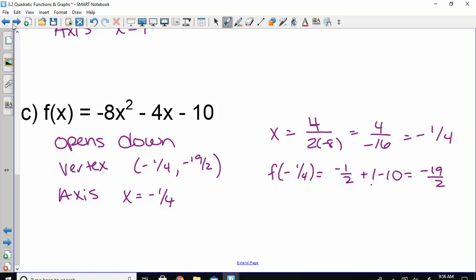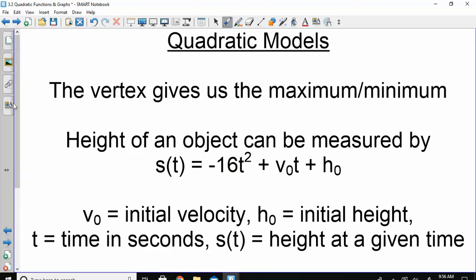So the last thing I want to talk about, really the only new thing, is a quadratic model. This is just looking at some word problems where we might have quadratics come in. And we're not going to talk a whole lot about this yet. We're just going to build onto it and we'll add a little bit as we go through this chapter. But we've been talking about, if I ask you to find the maximum or minimum, that is the vertex.